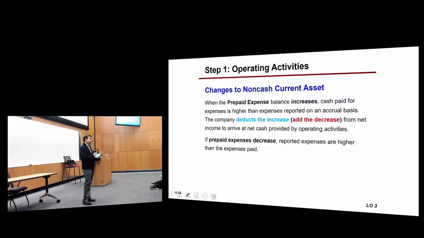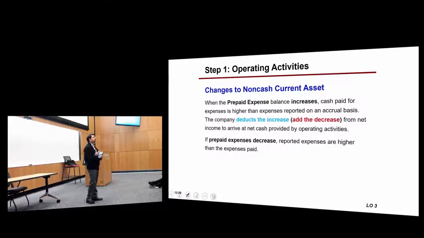If you have an increase in prepaid expenses, that means that the company purchased a new policy. So you have to consider that as cash outflow. So you subtract it from net income. The company purchased a new policy, paid it in cash. Okay, cash outflow. That will decrease your net income.